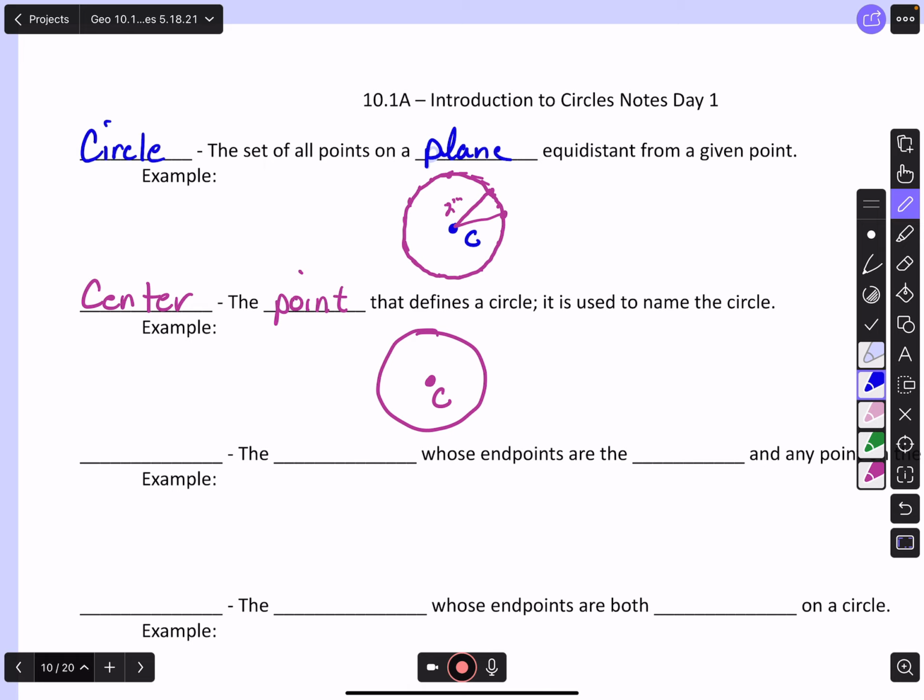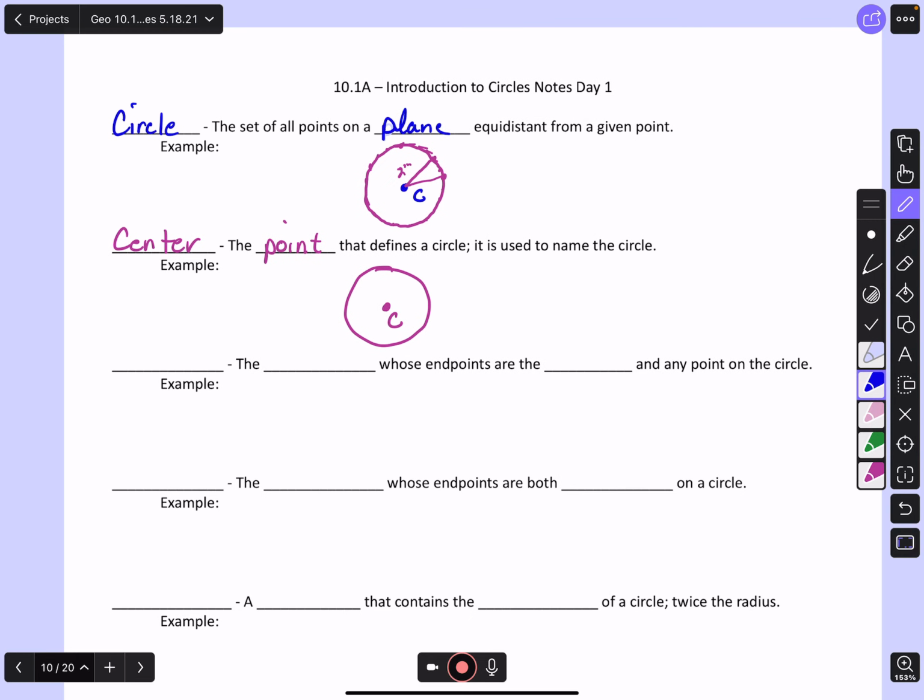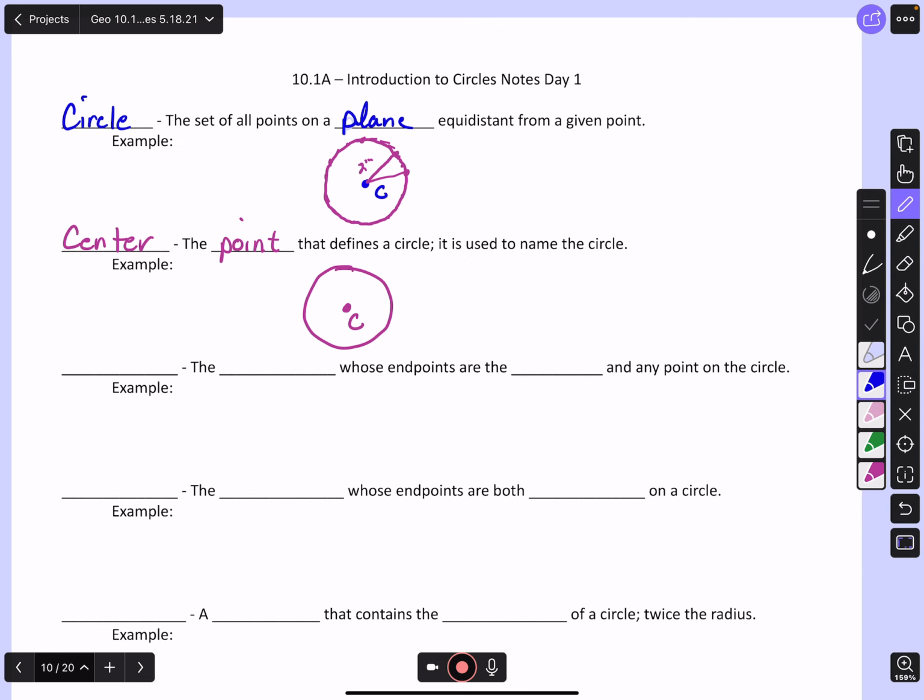Blank, the blank whose endpoints are the center and any point on the circle. The segment. Segments have endpoints. So here's our circle. Let's give it a center C, and then endpoints are the center and a point on the circle, and that is what we call a radius.